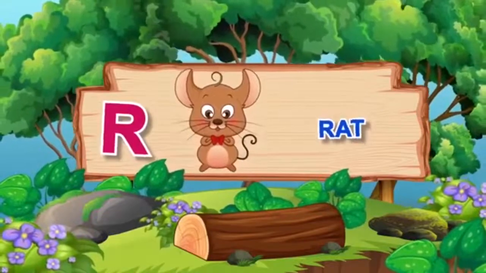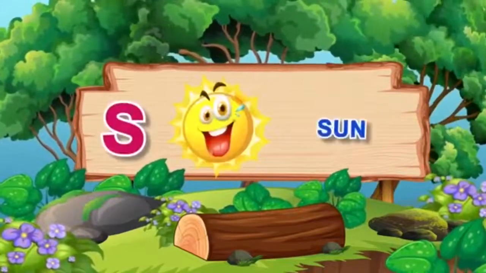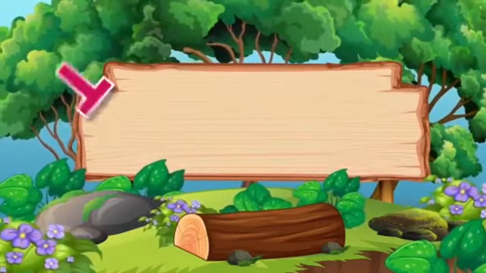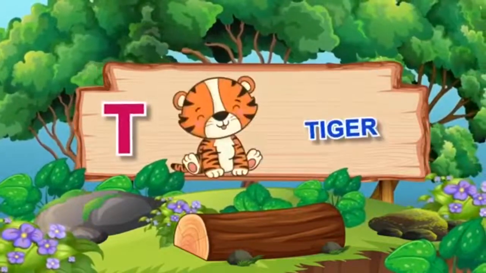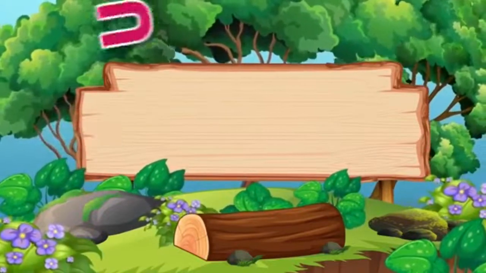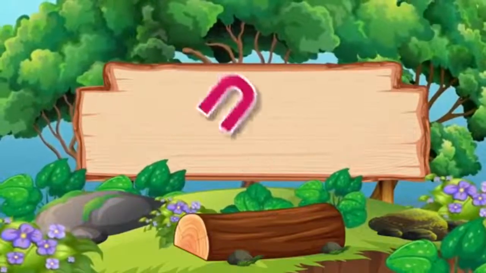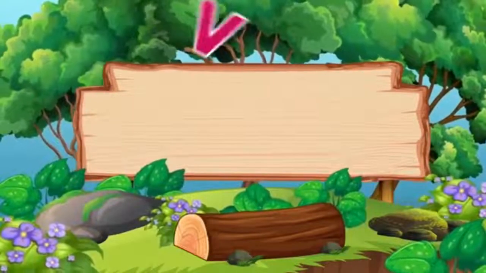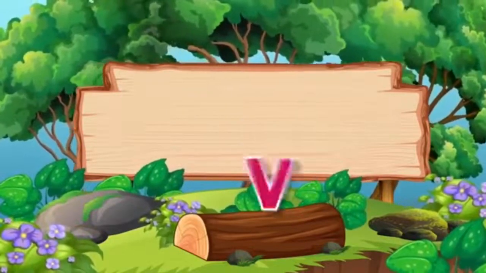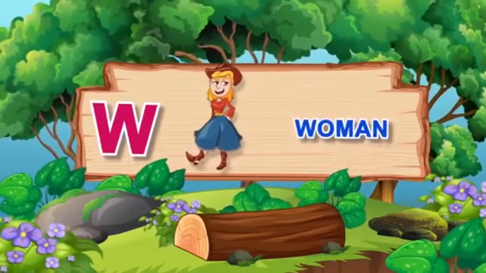R for rat. S for sun. T for tiger. U for umbrella. V for violin. W for woman.